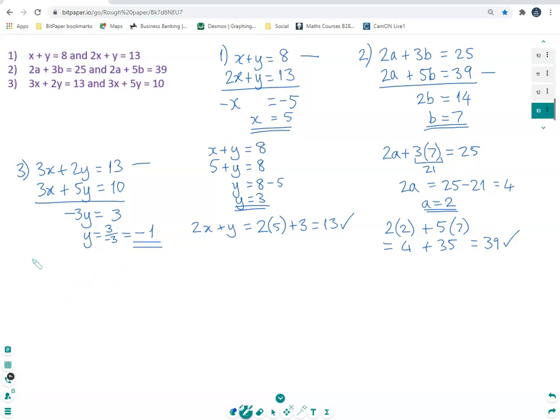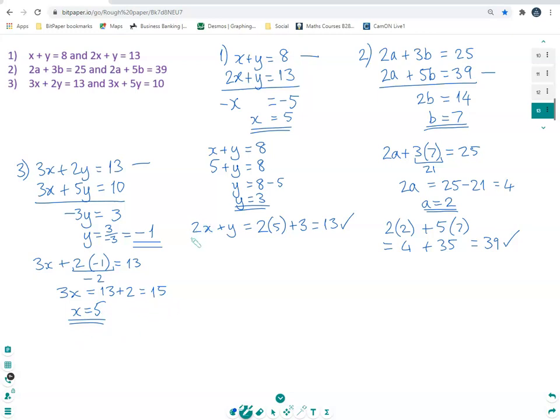Sub that back into either equation. Let's use the top one. So 3x plus 2 lots of negative 1 gives us 13. And of course, 2 lots of negative 1 is the same as minus 2. So we need to add 2 to both sides. 3x is 13 plus 2, which is 15. So x must be 15 divided by 3, which is 5.